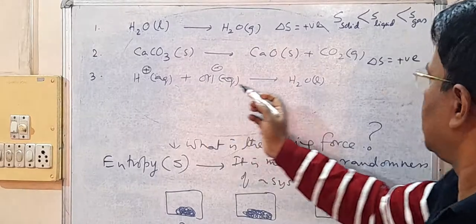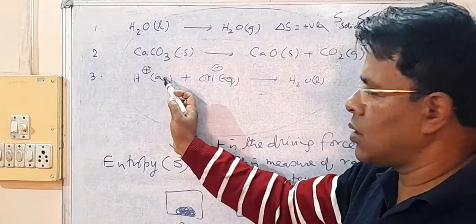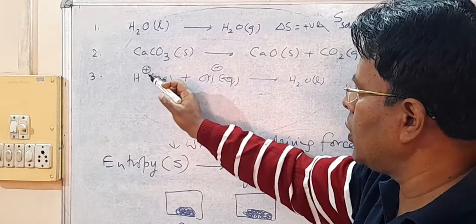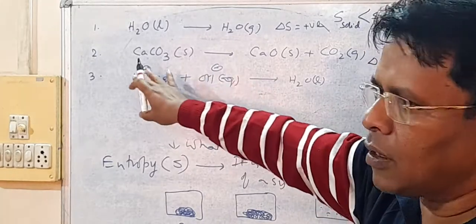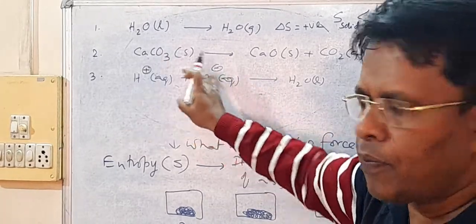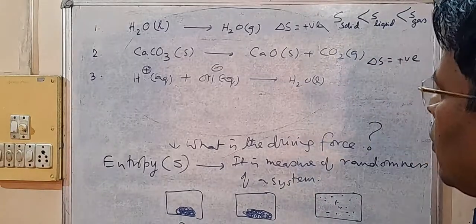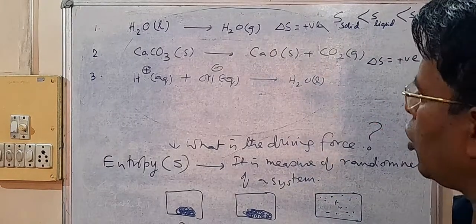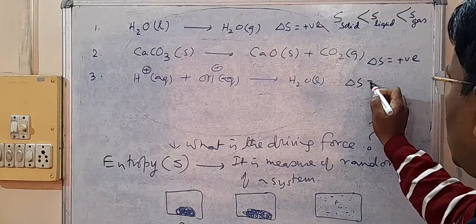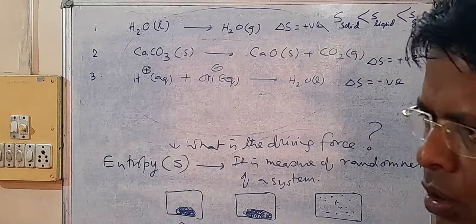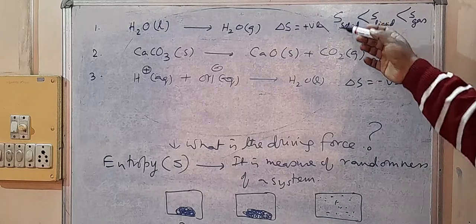And what about this? You see, it's aqueous. It's also aqueous. In the aqueous state, the ions will keep on moving. Here, randomness is more. Ions move very much. Whereas here it is water, and randomness will be comparatively less. So here entropy change will be negative. So you may be getting questions like this, and you will be asked to predict the entropy change.